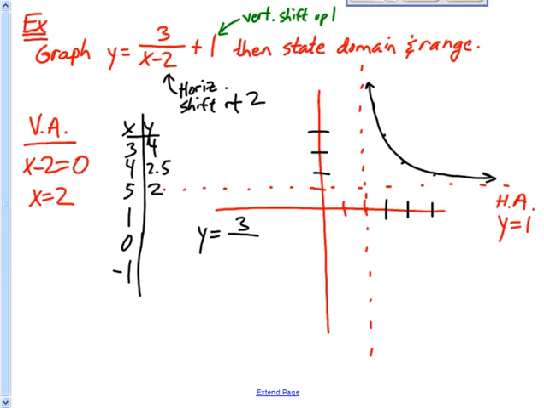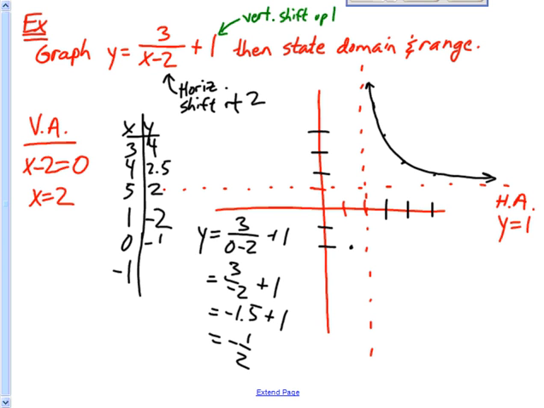So 3 over, we're picking 1 to be our x, so we got 3 over negative 1 plus 1, so we got negative 3 plus 1, which is negative 2. So 1 comma negative 2. Okay, now we're plugging in 0. Plug in 0 now for our x. So we got 3 over negative 2. So we got negative 1.5 plus 1. Negative 1/2, right? Negative 0.5. So 0 comma negative a half right there.